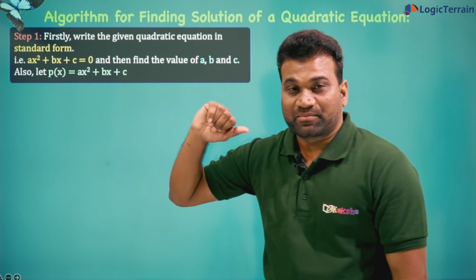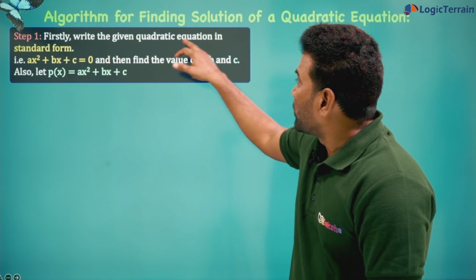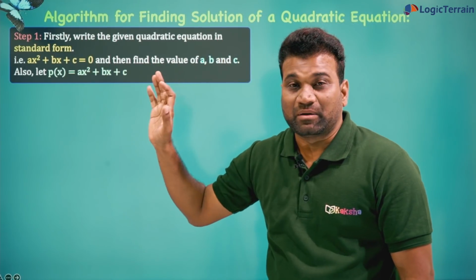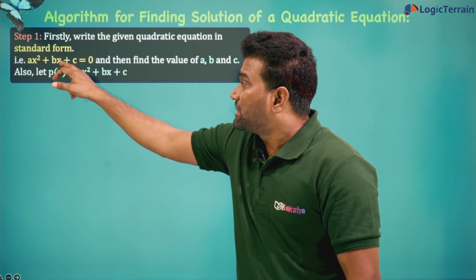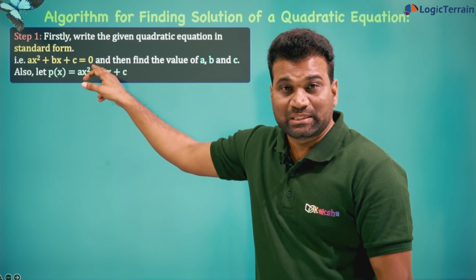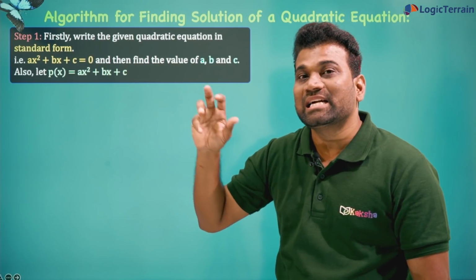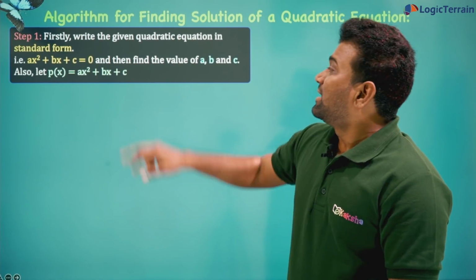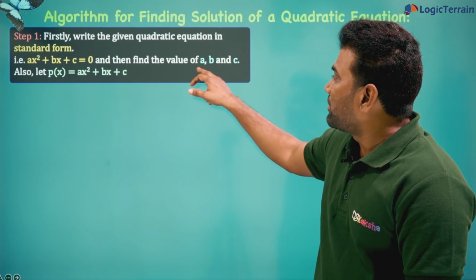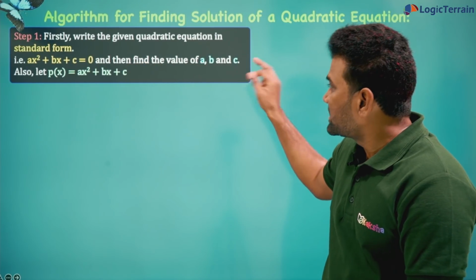Here is the first step. Write the given quadratic equation in standard form. What exactly is standard form? That is, ax square plus bx plus c is equal to 0 is known as the standard form of a quadratic equation, right? And then find the values of a, b and c.